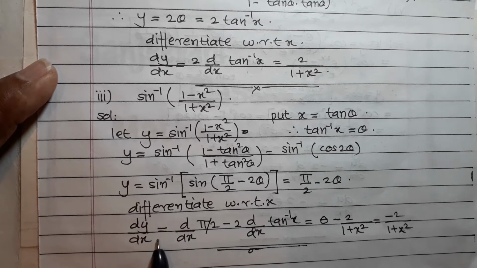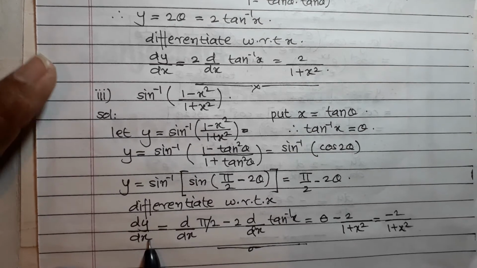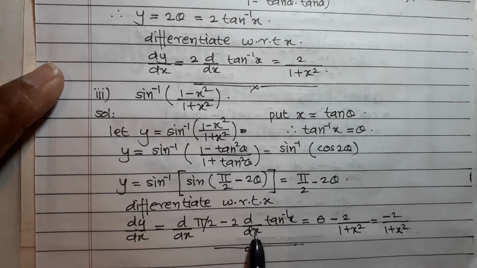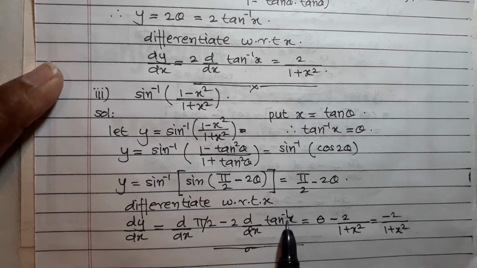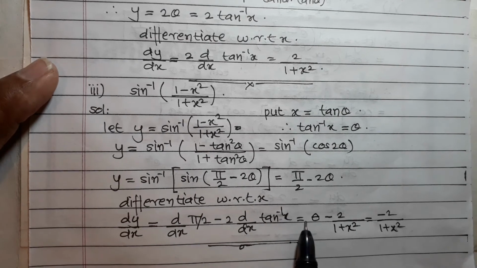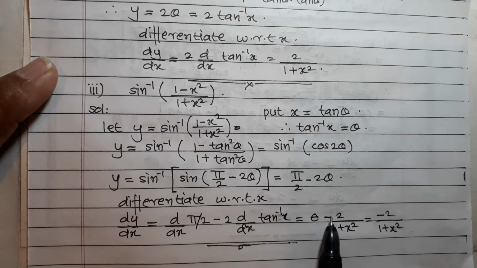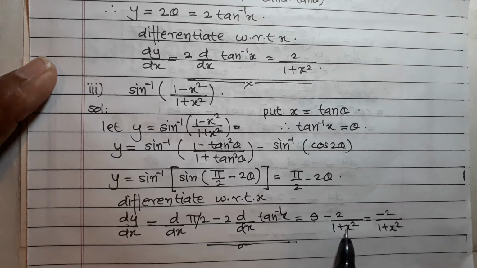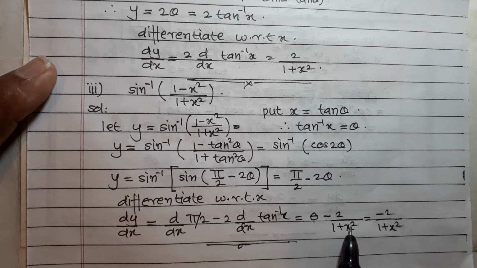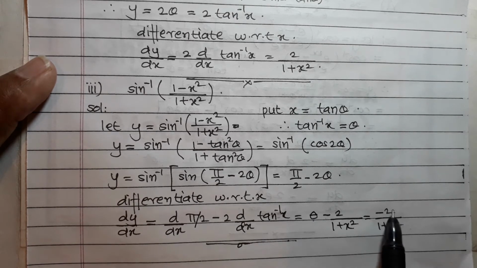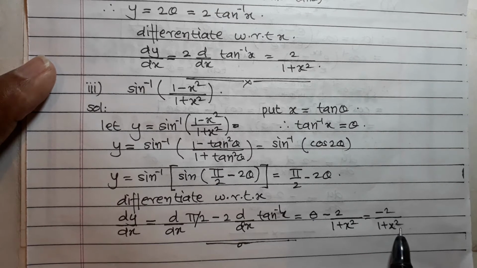Differentiate with respect to x. dy/dx is equal to d/dx of pi by 2 minus 2 d/dx tan inverse x, where tan inverse x is equal to theta. So 0 minus 2 upon 1 plus x square, and therefore dy/dx is equal to minus 2 upon 1 plus x square.